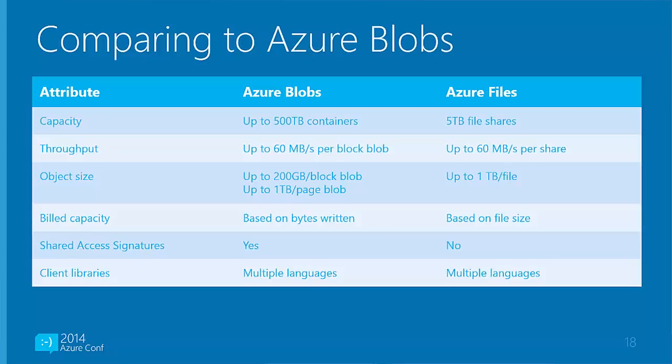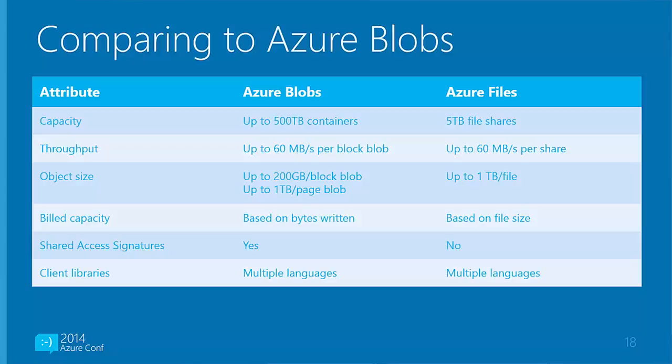The capacity for Azure Blobs is actually the capacity of your storage account. So today storage accounts are limited to a maximum of 500 terabytes, which means you can have containers of up to 500 terabytes. Now, if we look at Azure Files, an Azure file share is only limited to 5 terabytes.